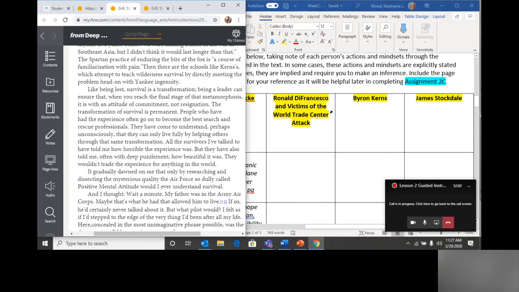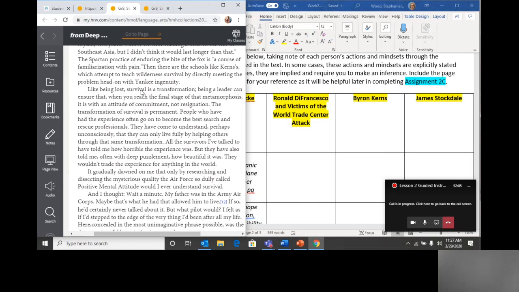So you want to add that to your graphic organizer. Like being lost, survival is transformation. Being a leader can ensure that. When you reach the final stage of that metamorphosis, it is with an attitude of commitment, not resignation. The transformation of survival is permanent. People who have had the experience often go on to become the best search and rescue professionals. They have come to understand, perhaps unconsciously, that they can only live fully by helping others through the same transformation.